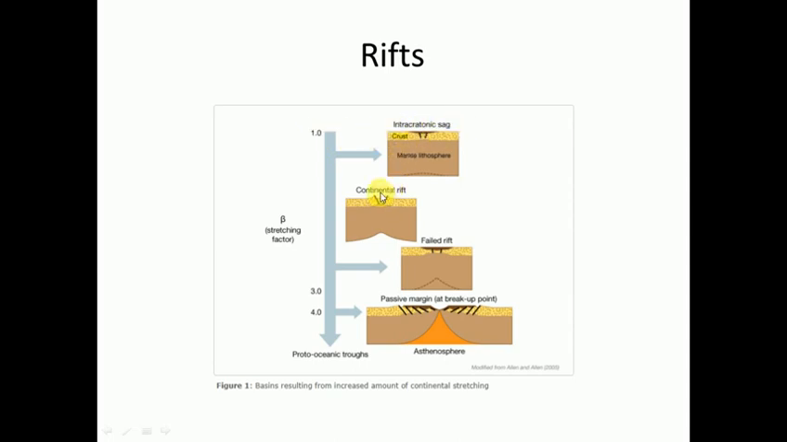So if you've got a stretching factor of 1, you're going to get an intracratonic sag, slightly bigger continental rift, slightly bigger, you might even get a failed rift. 3 and 4 you're moving to a passive margin, so it tells you there's been more stretching. So you'll remember in our class notes we said that all mid-ocean ridges start as continental rifts.